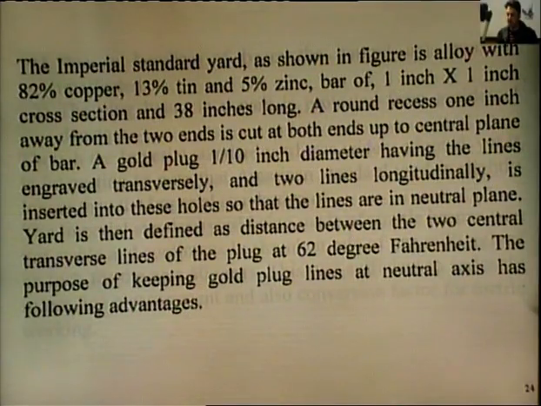The imperial standard yard as shown in the figure is an alloy of 82% copper, 13% tin and 5% zinc, a bar of 1 inch into 1 inch cross section and 38 inches long. The round recess 1 inch away from the two ends is cut at both ends up to the central plane of the bar. A gold plug 1/10 inch in diameter having lines engraved transversely and two lines engraved longitudinally is inserted into these holes so that the lines are in the neutral plane.